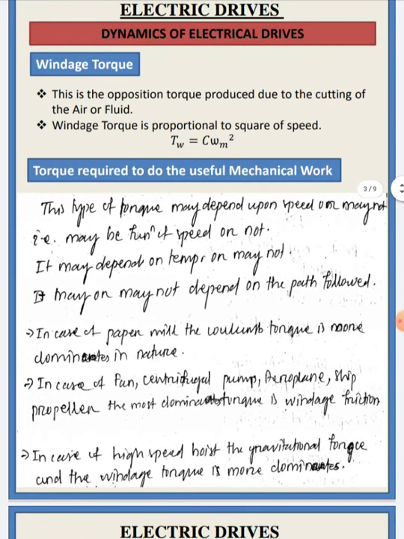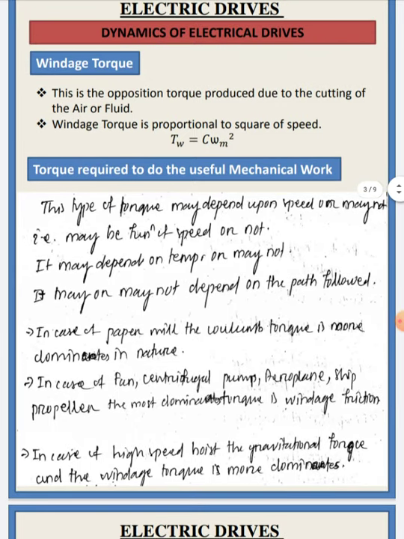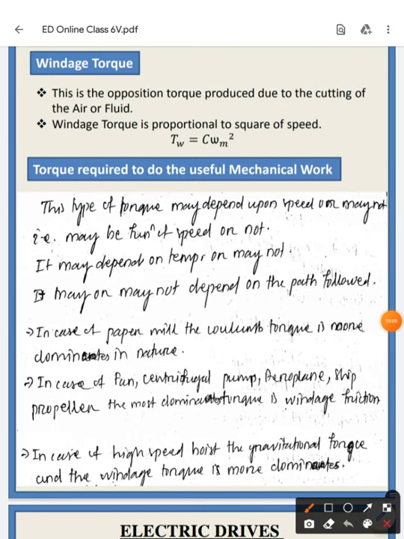Next one is the Windage friction. So what is Windage friction? It is the opposition torque produced due to the cutting of air or fluid, right? Suppose a ship propeller is immersed inside the water, and if the propeller is rotating, then it will be opposed by a frictional force. That kind of frictional force is called Windage friction, and the torque which is required to overcome that friction is called Windage torque.